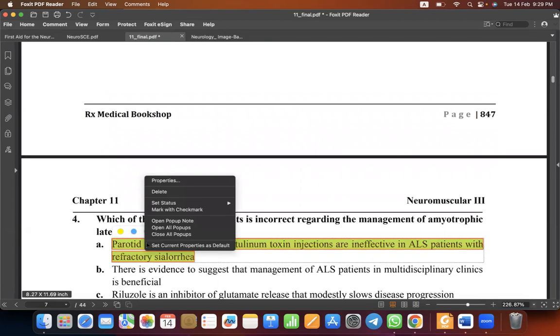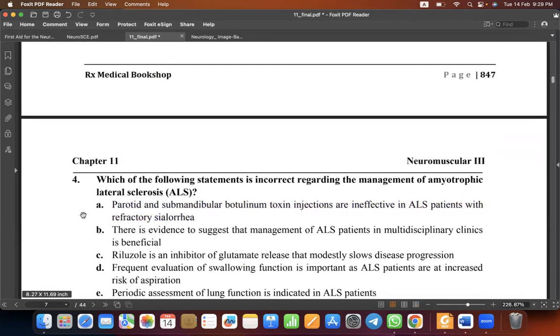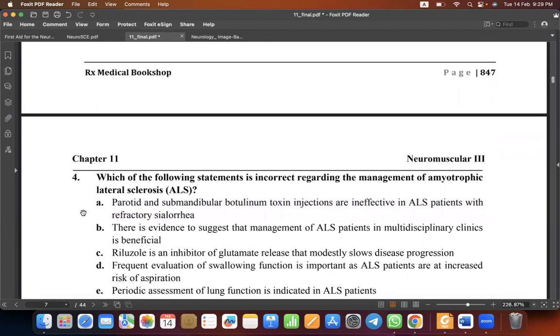Now, there is some other option as well. So whenever we want to treat a patient with amyotrophic lateral sclerosis, something we should always remember. First of all, how will you progress the patient? How will you evaluate the patient? How will you assess the patient?